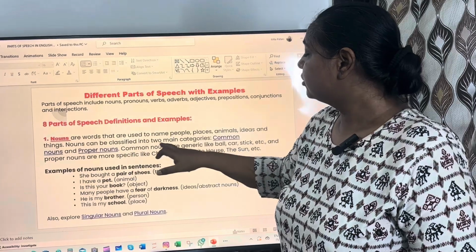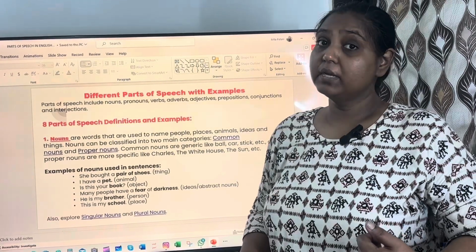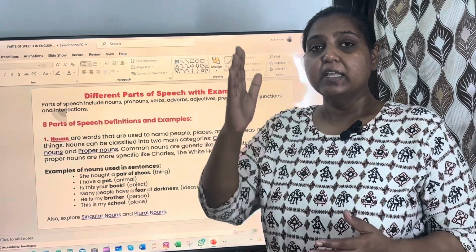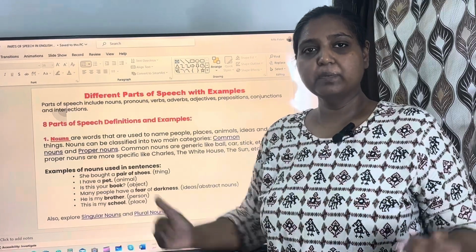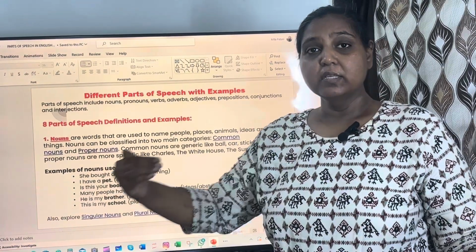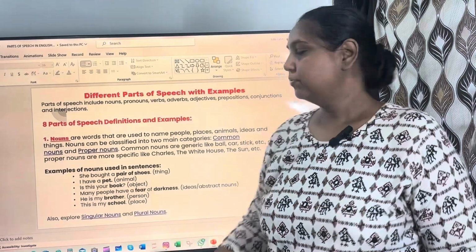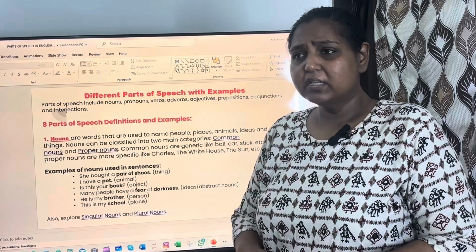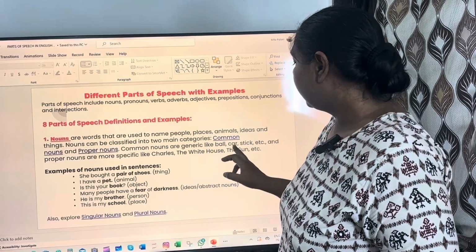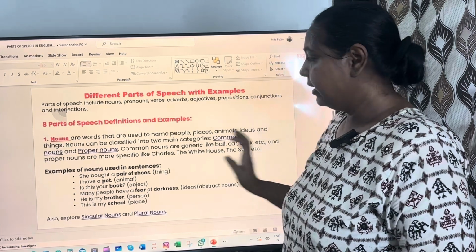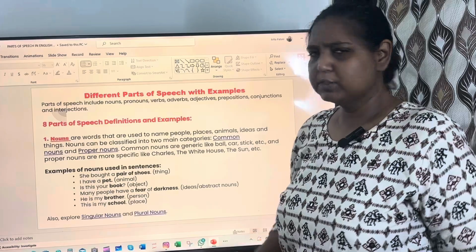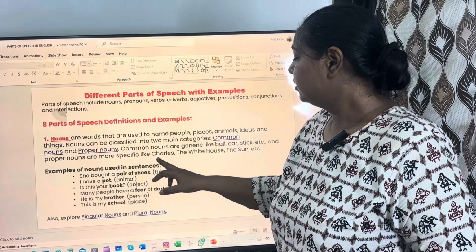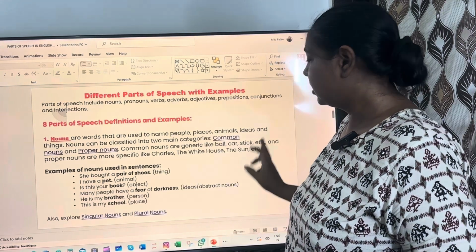Nouns can be classified into 2 main categories. The first is common nouns, the second is proper nouns. Meaning that noun has 2 subcategories. One is called common noun and the second one is called proper noun. Common nouns are generic. Generic means common, very usual names like ball, car, stick, etc. And proper nouns are more specific. Specific means you give a particular name to someone or something. For example, Charles, the White House, the sun, etc.